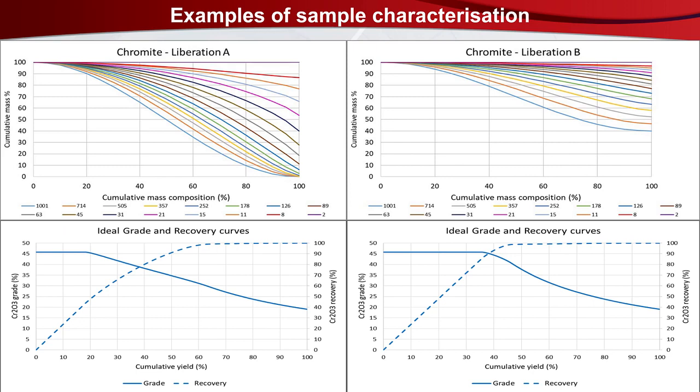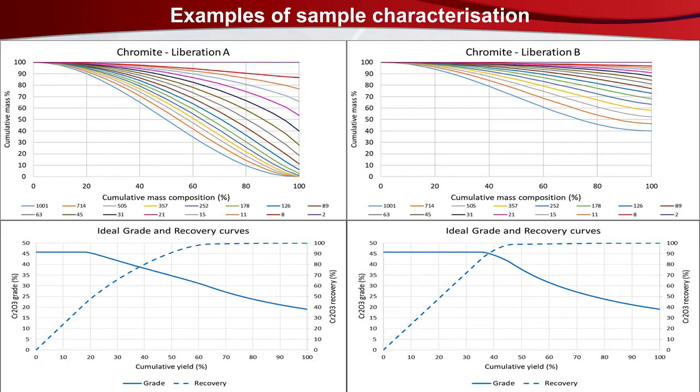If you take the particle tracking analysis and you sort all 100,000 particles from highest grade to lowest grade in terms of chrome, you can draw the ideal grade recovery curves. This is the absolute best that you could do if your separation process was perfect. It shows that for sample A, if you want a high grade product, you can recover about 20% mass, and you'll get a 45% Cr2O3 grade, and you'll get about a 50% recovery.